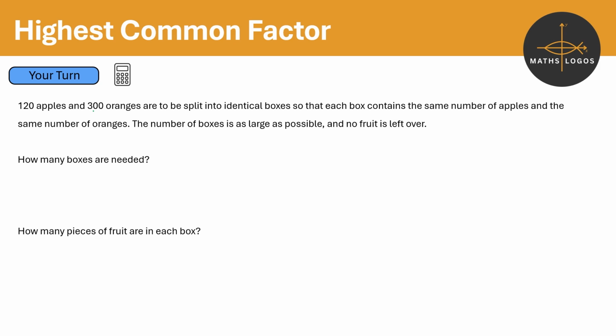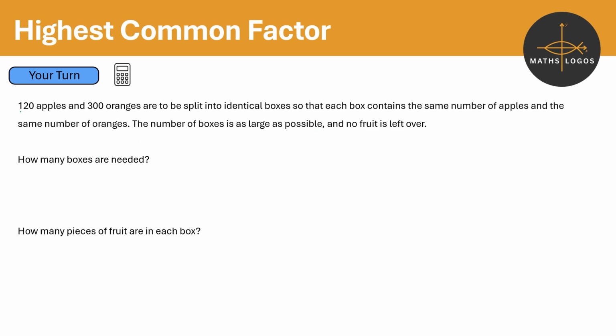All right, let's run through it. 120 apples and 300 oranges are to be split into identical boxes so that each box contains the same number of apples and the same number of oranges. The number of boxes is as large as possible and no fruit is left over. How many boxes are needed?